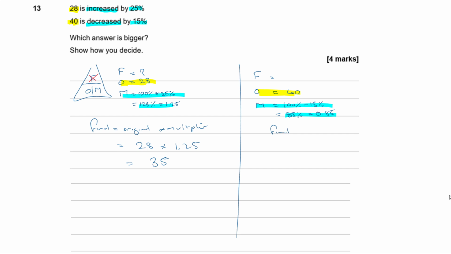So then I need to work out final again. Final equals original times multiplier. So it's going to be 40 times 0.85, isn't it? What's 40 times 0.85? That comes to 34. So which is bigger? It's going to be 28 increased by 25%, isn't it? So 125% of 28 is bigger.